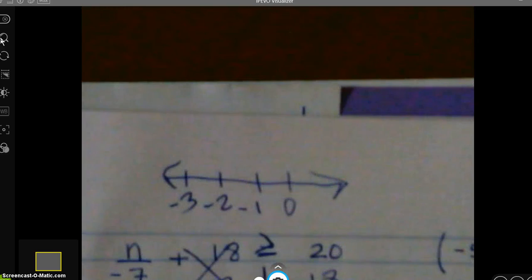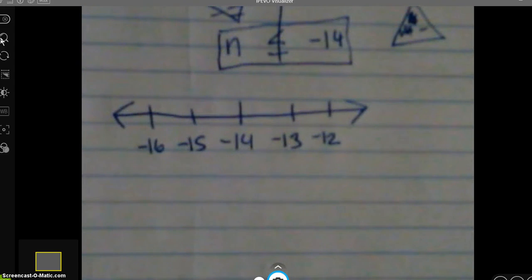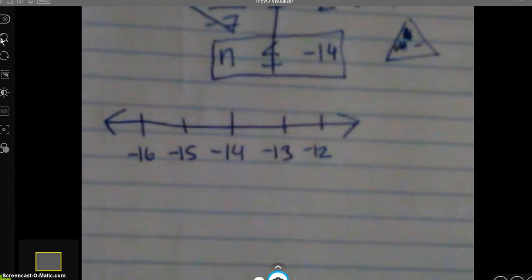If this is 0, then this is negative 1, negative 2, negative 3, right? It gets more negative moving to the left. More negative. So that means this would be negative 15, negative 16, negative 17. And over this way, it's getting closer and closer to 0. So I want to make sure you know when it's a negative, it reverses those numbers. But if you make a little baby number line here, and again, this goes along with taking your time, to make sure you get it right.